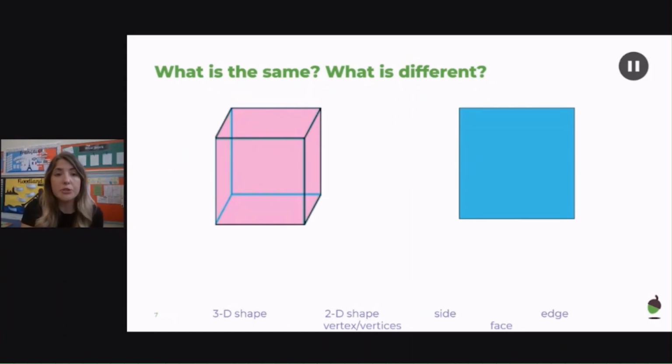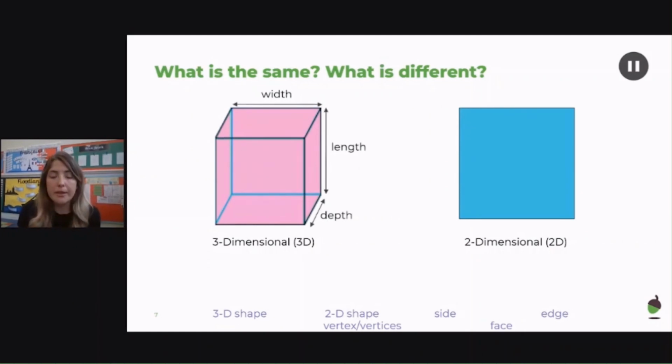So the first most striking difference is the fact that one of the shapes is three-dimensional and one is two-dimensional. The three-dimensional shape is a cube and the two-dimensional shape is a square. So then if we're thinking about the dimensions, we can label them that the cube you can show the width, length and depth, and the square you can only show the width and the length.